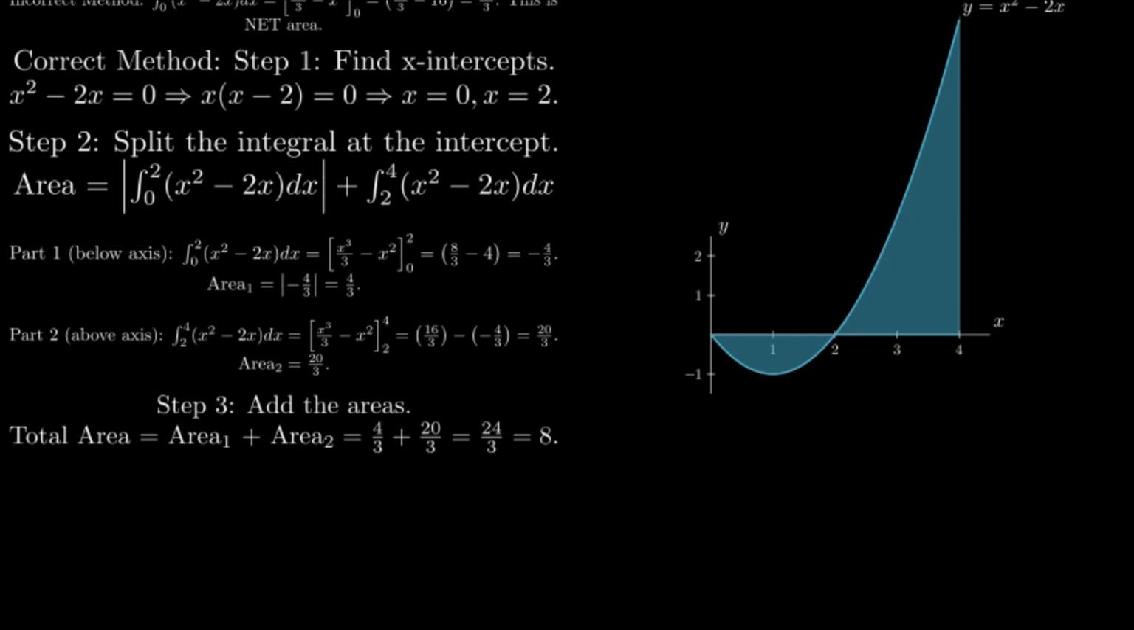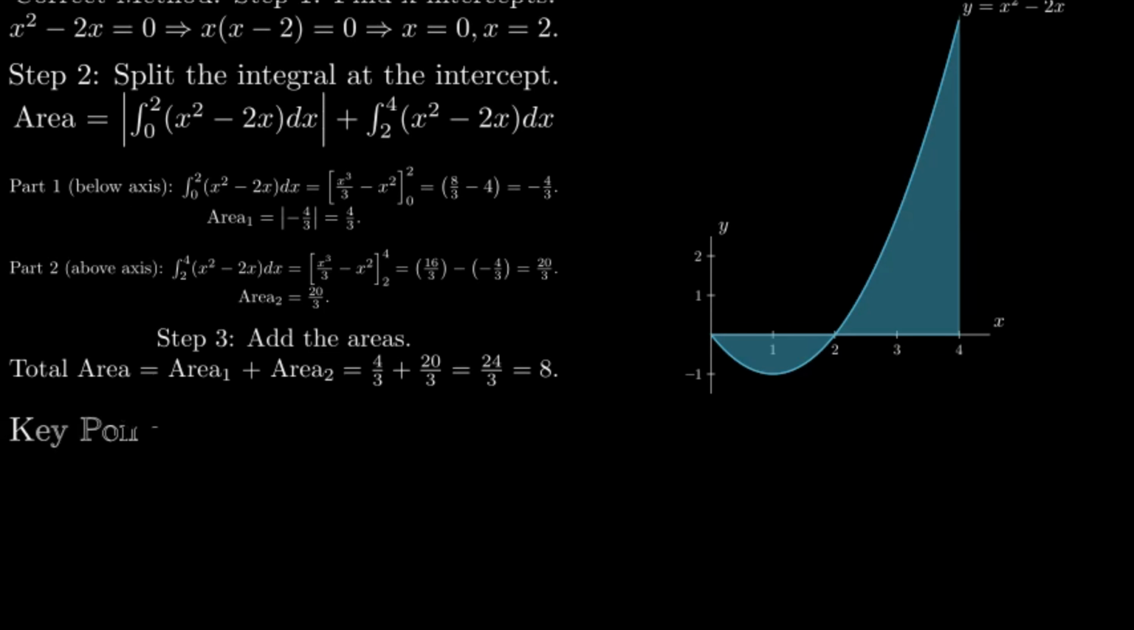This process can be summarized with a single formula, which is especially useful when using a calculator. The total area is the integral of the absolute value of the function. The absolute value function effectively flips any negative parts of the graph above the axis before the area is calculated. To recap, when a curve crosses the x-axis, you must find the intercepts, split the integral at each intercept, calculate each integral separately, take the absolute value of any negative results, and then sum them up. We have now mastered finding total area.